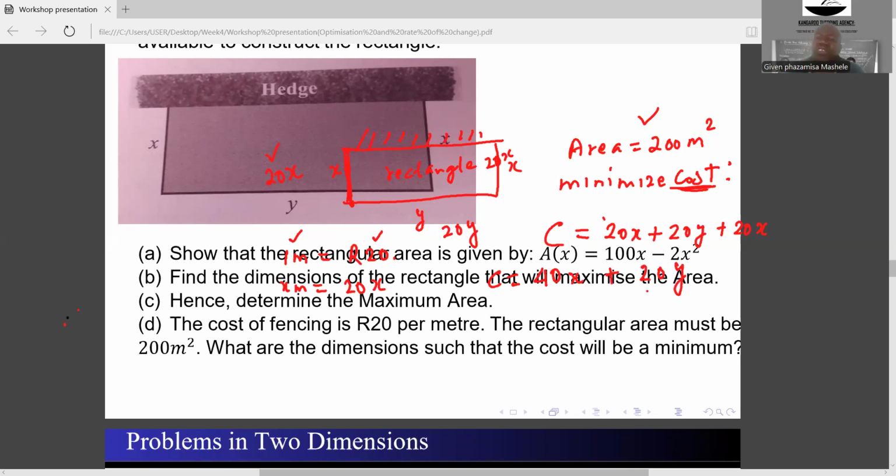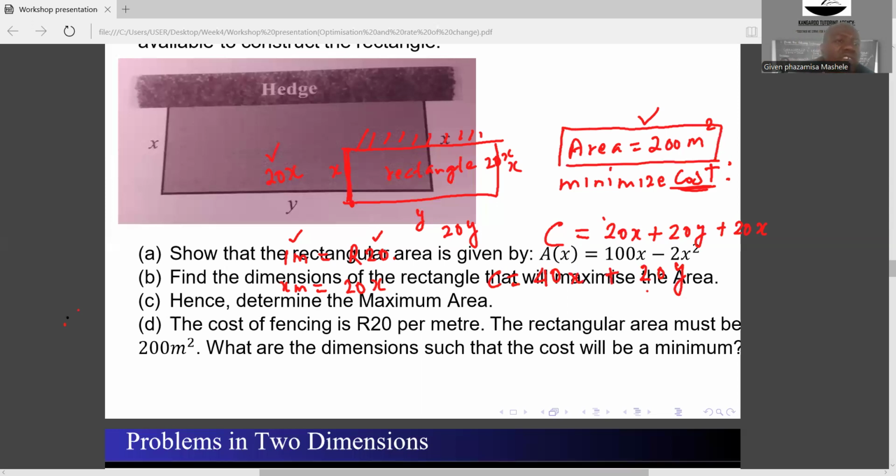Now, our cost function is a function of x and it's a function of y. Since we want to optimize, we need to change one variable to be in terms of the other so that we remain with one variable. How are we going to do that? We are given the area. They told us the area of the shape is 200.